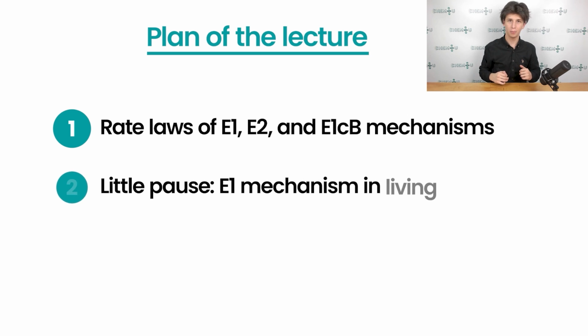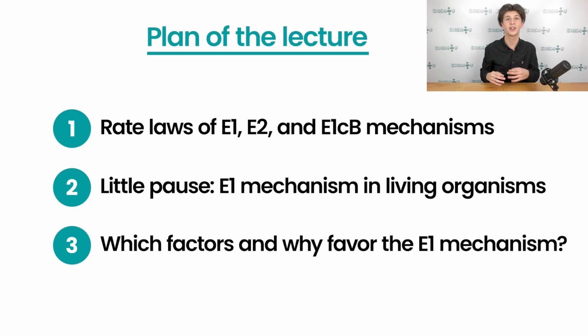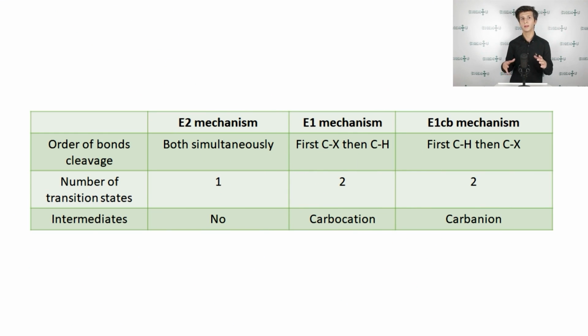After that, we'll have a little pause, so we'll explore the examples of the E1 mechanism in living organisms. Finally, we'll discuss the influence of different factors such as carbocation stability, leaving group ability, the polarity of solvents, and base concentrations on the E1 mechanism. Let's go! As you can see, the names of the beta elimination mechanisms also include numbers.